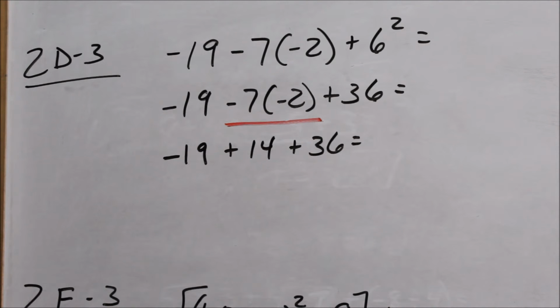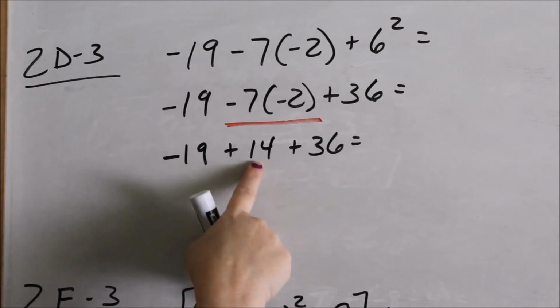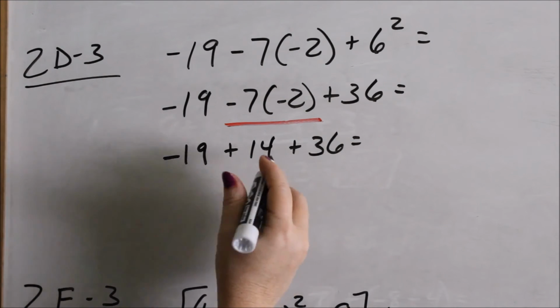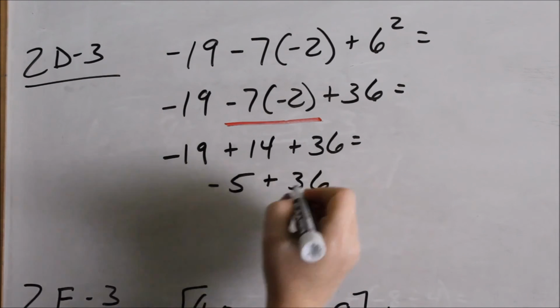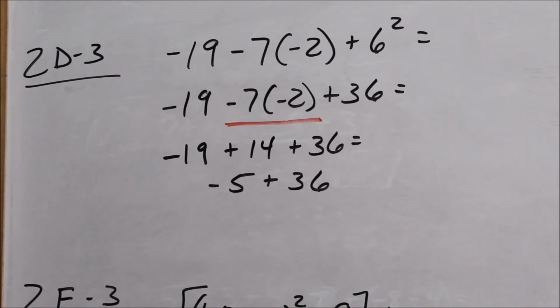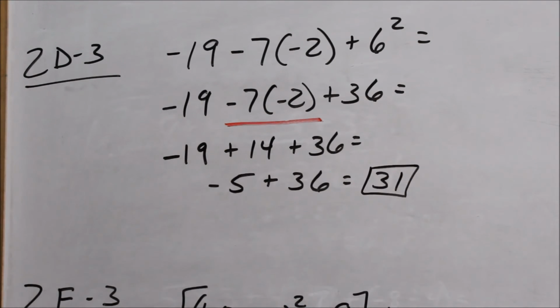PEMDAS says when you have addition and subtraction left, you do it left to right. So I'm in debt 19. I add 14. So I will still be in debt, negative 5. Now you add your negative 5 plus your 36, and that would be a positive 31.